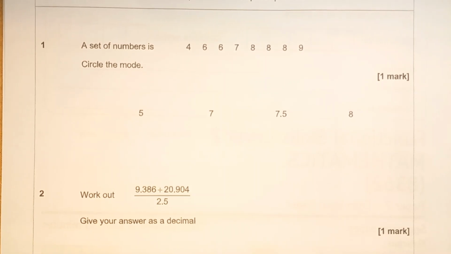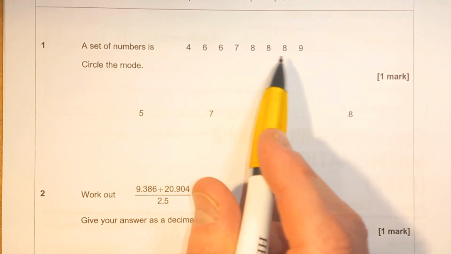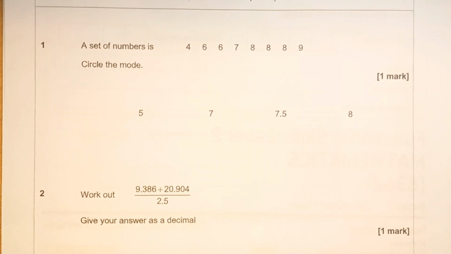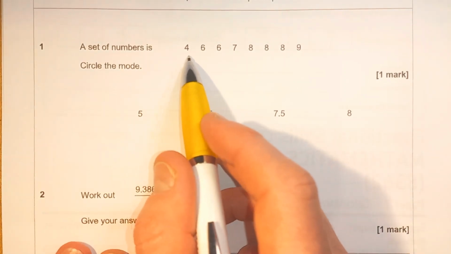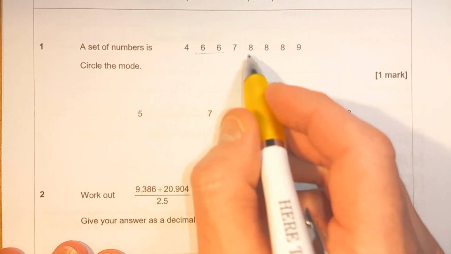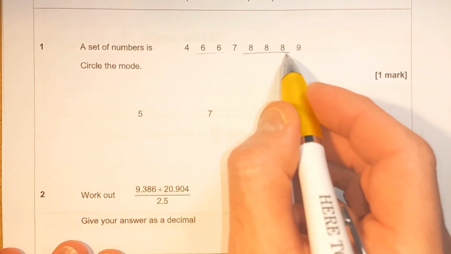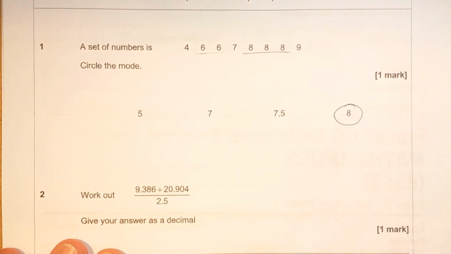Question 1. A set of numbers is 4, 6, 6, 7, 8, 8, 8, 9. Circle the mode. Well, the mode is the number that occurs most often. Because they've sorted them for us, it's nice and easy to see. We've got 2 6s, but we've got 3 8s there. So we've got more 8s than any other number. So that's our mode.